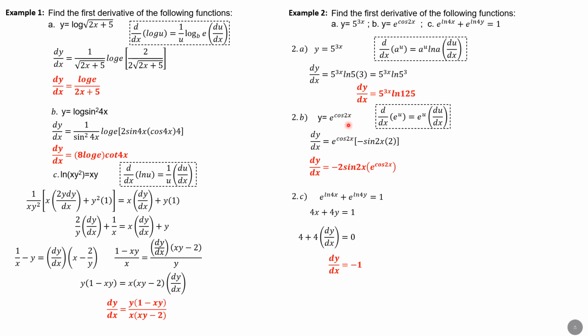For B, y equals e to the cosine 2x. It's like y equals e to the u. The derivative is e to the u du dx. E to the u du dx, the guide. So dy dx, u is cosine 2x. So e to the cosine 2x times derivative of cosine 2x, which is negative sine 2x, then derivative of 2x, which is 2. Simplifying, dy dx is negative 2 sine 2x e to the cosine 2x. Then number 3, e to the ln 4x plus e to the ln 4y equals 1.